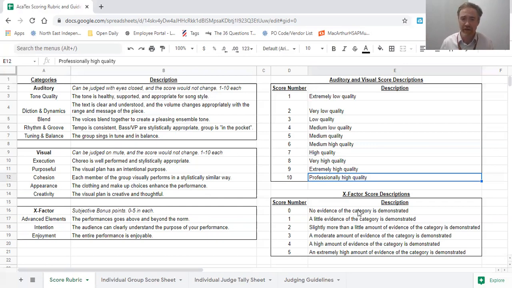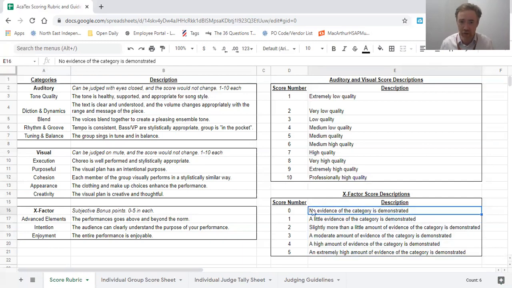The X factor scoring is over here. 0 should be what most normal groups would get. They just don't do these things. So it would be a 0. If you see a little bit of evidence of intention and story and plot, give them a 1. A 5 should be very, very, very hard to earn.